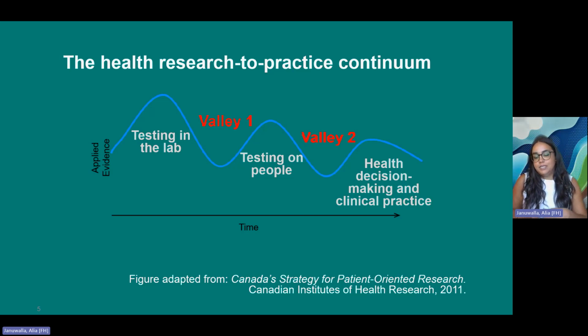So to set the stage a little bit around what we're talking about, this is the health research to practice continuum figure, and it describes the problem behind what the strategy for patient-oriented research is trying to fix. With health research specifically, it does exist in a slightly different context than other types of research. No matter what kind of research you're doing, there's always a risk that the evidence generated through that research is not making its way to real-world impact.